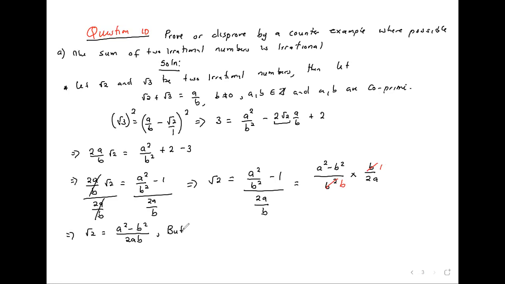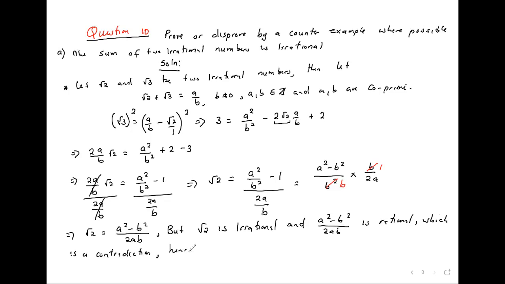So now we have the statement that we're able to make another question saying, but root 2 is irrational and a squared minus b squared over 2ab is rational, which is a contradiction. Hence, root 3 plus root 2 is irrational.